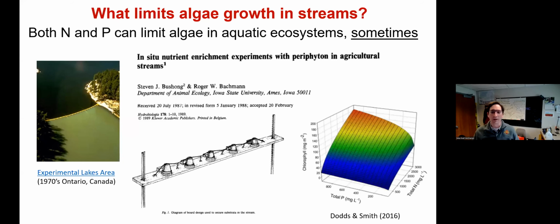More recently, folks like in this Dodds and Smith paper have looked at total phosphorus and total nitrogen, so both nutrients, and how they might co-limit chlorophyll production.